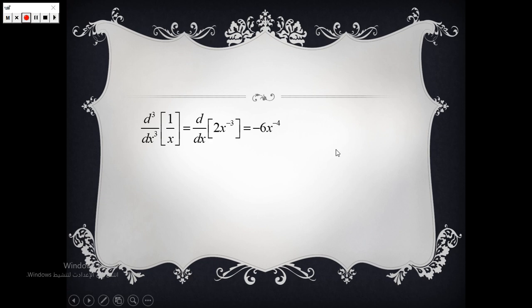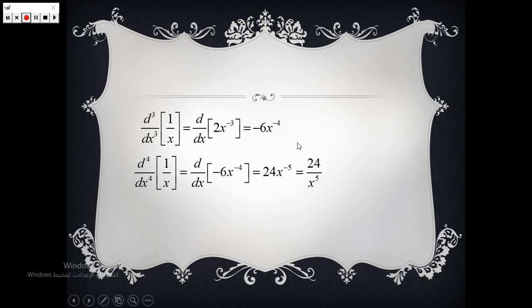The fourth derivative for the function negative 6x power negative 4. It will be negative 6 times negative 4, it will be 24, x power negative 4 minus 1 equals negative 5. So it will be 24 over x power 5 in the simplest form.